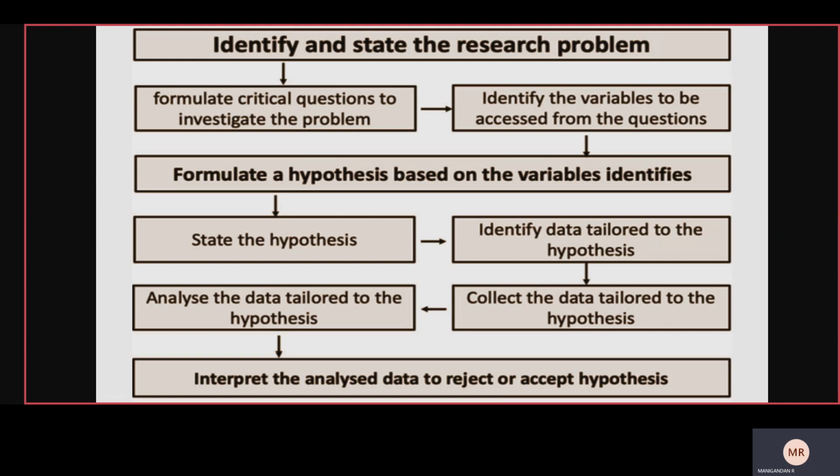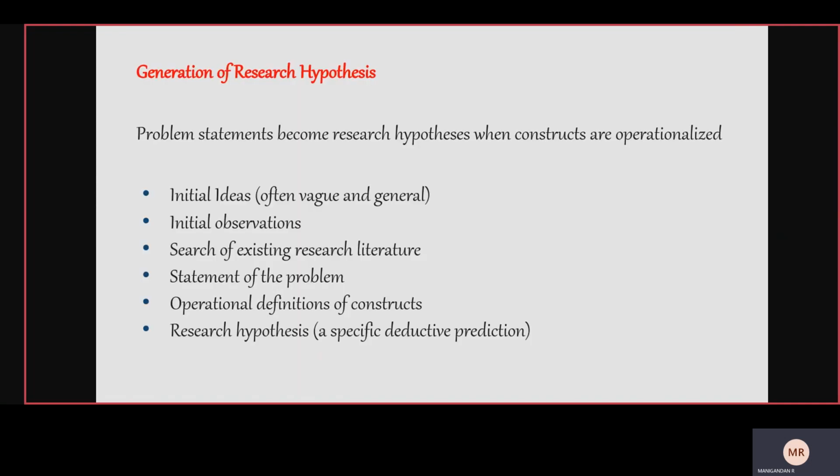Next, generation of a research hypothesis. A problem statement becomes the research hypothesis when the construct is operationalized. It is based on initial ideas, often vague or general, initial observations, and a search of existing research literature. Statement of the problem, operational definition of a construct, research hypothesis. These are the steps in the generation of a research hypothesis.